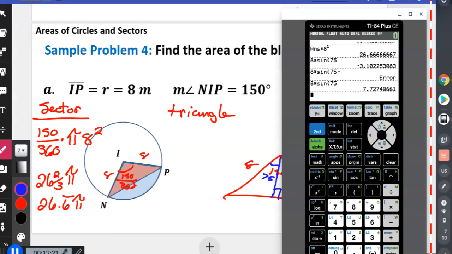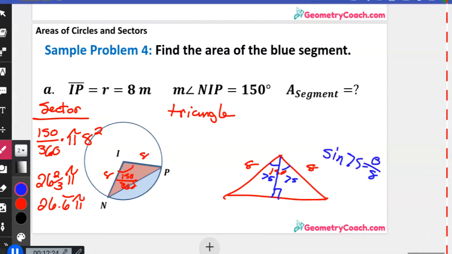8 times sine of 75 is 7.7. Our opposite is 7.7, which means our whole side is about 15.4.